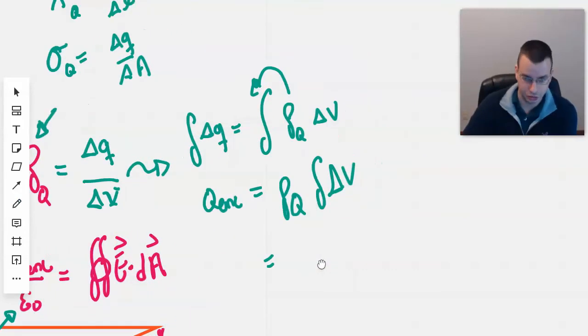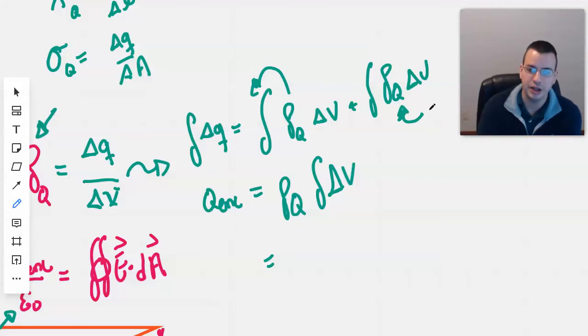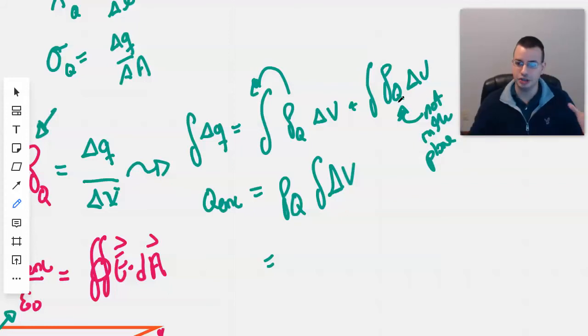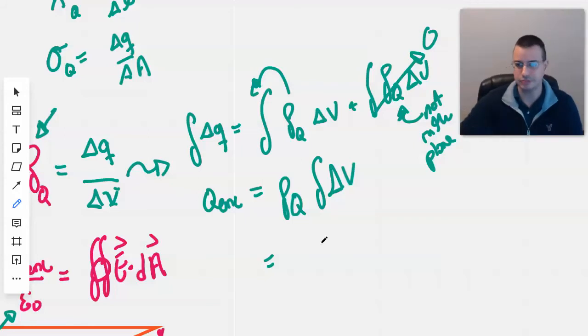If you also wanted to, you could break this up into two parts. Where this is rho Q times delta V, where this is not in the plane, you could find the charge density that's not in the plane, basically the area above the plane, but that would be zero because there's no plane involved. So then this whole section would go to zero. If you feel uncomfortable, you can look at it that way as well. Don't overthink it.